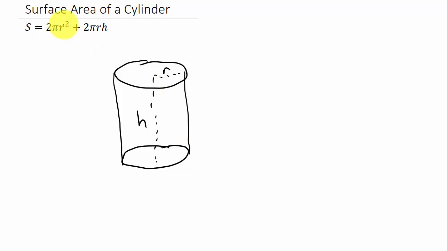Alright, so let's look at the first part of the formula. The bottom and top of the cylinder are circles. So what's the area of a circle? Well, the area of a circle is pi r squared. We have this area and we have this area, so there's two of them. So that's where the 2 pi r squared comes from. That's the area of the bottom and the top.